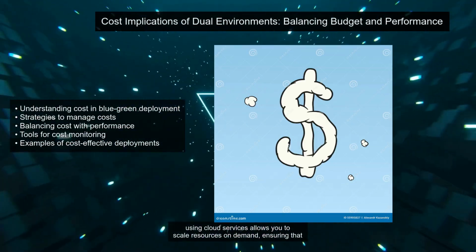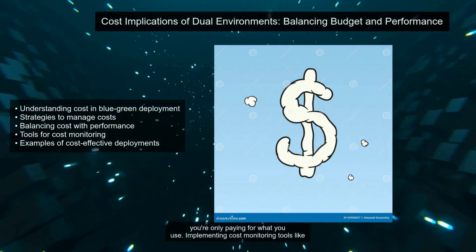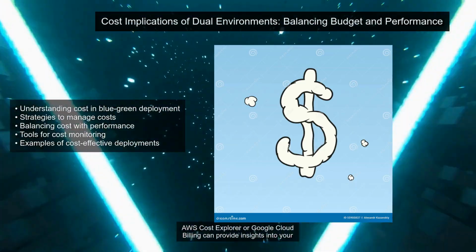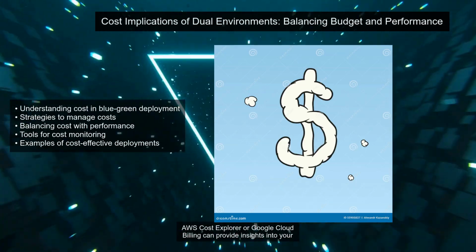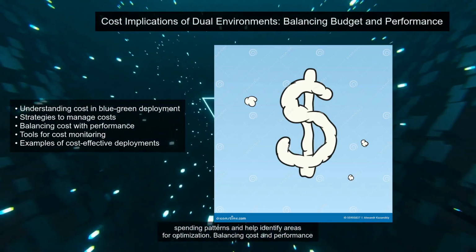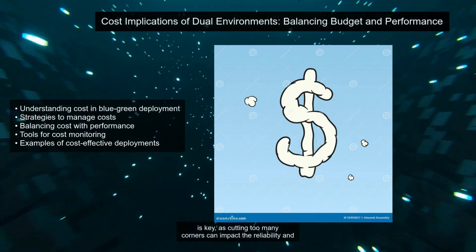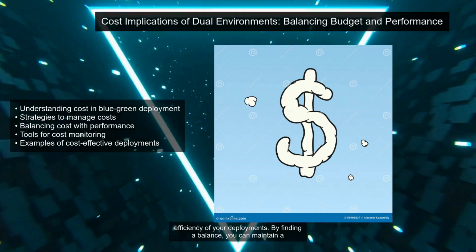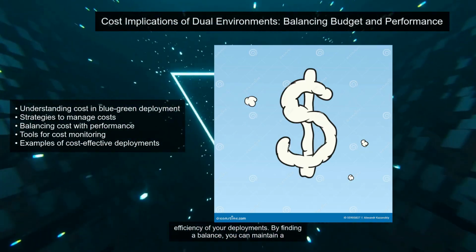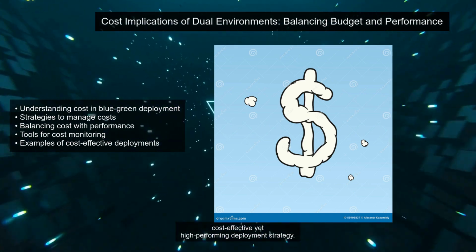For instance, using cloud services allows you to scale resources on demand, ensuring that you're only paying for what you use. Implementing cost monitoring tools like AWS Cost Explorer or Google Cloud Billing can provide insights into your spending patterns and help identify areas for optimization. Balancing cost and performance is key, as cutting too many corners can impact the reliability and efficiency of your deployments. By finding a balance, you can maintain a cost-effective yet high-performing deployment strategy.